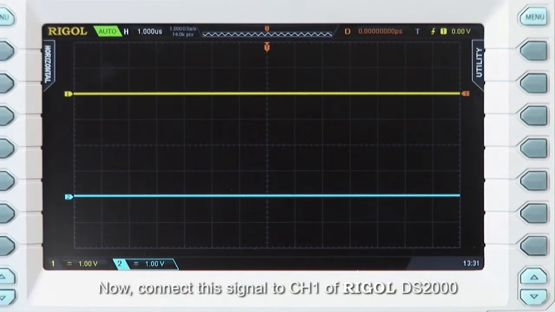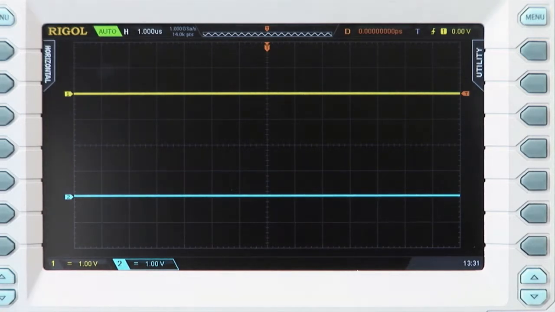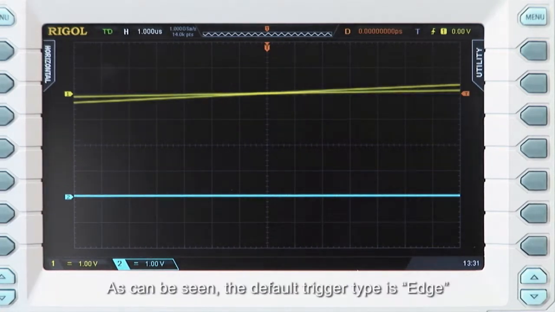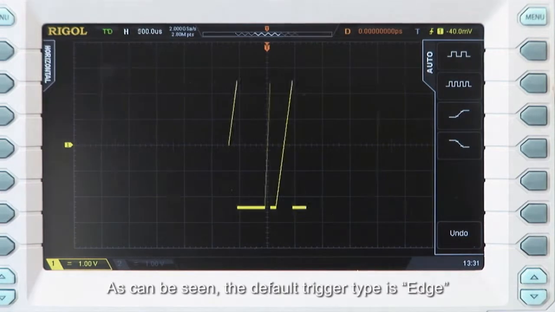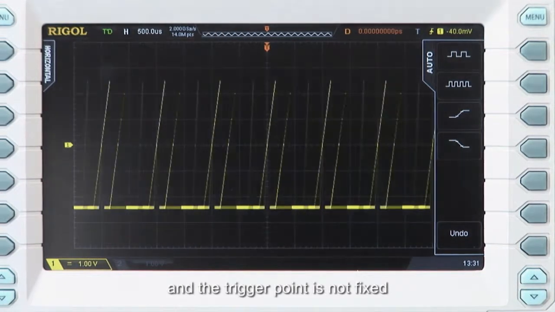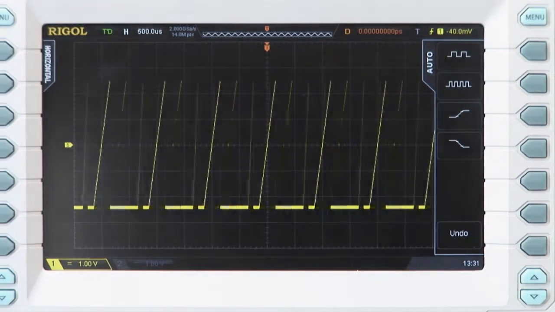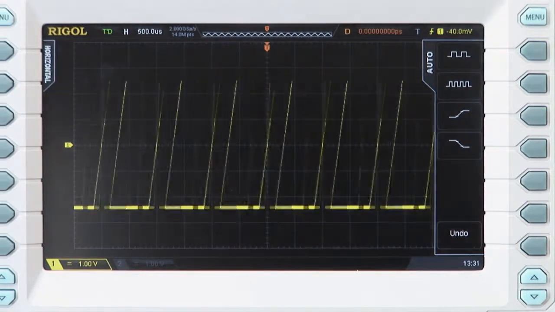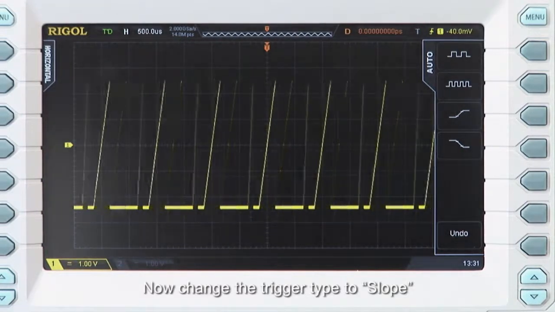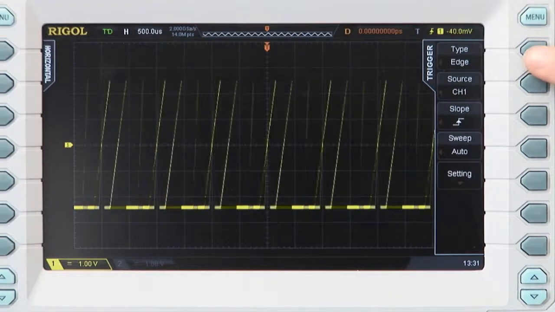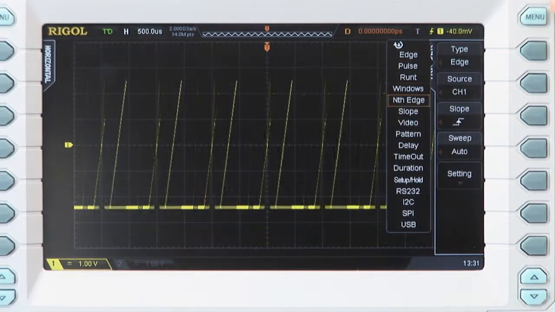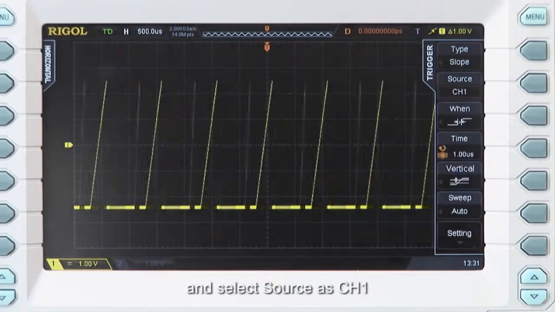Now let's connect this signal to channel 1 of a Rigol DS2000 series oscilloscope. Press Auto. As can be seen, the default trigger type is edge, and the trigger point is not fixed. Now change the trigger type to slope, and select source as channel 1.